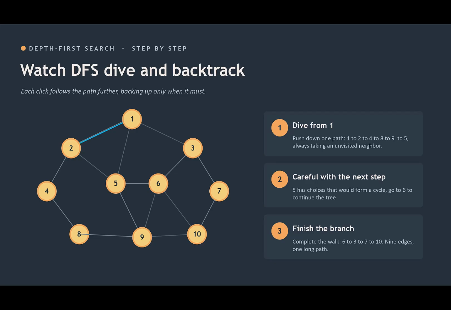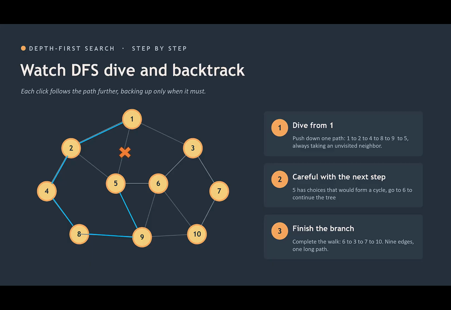We'll go from 1 to 2. 2 could go to 4 or 5, so we're naturally going to go to the lower number of 4. 4 has to go to 8, 8 has to go to 9. When we get to 9, we see 3 edges. We have 5, 6, and 10. We're going to go to the smallest number, which is 5.